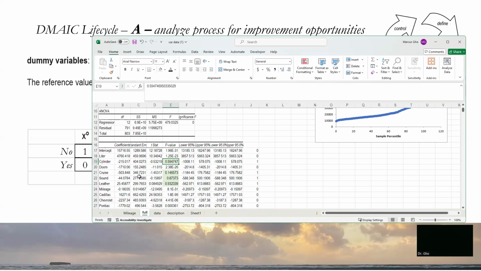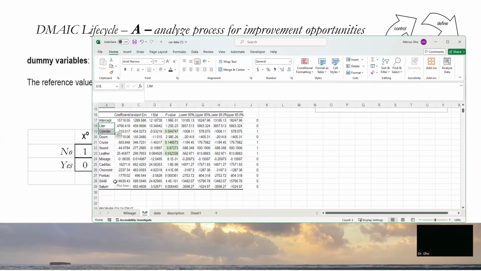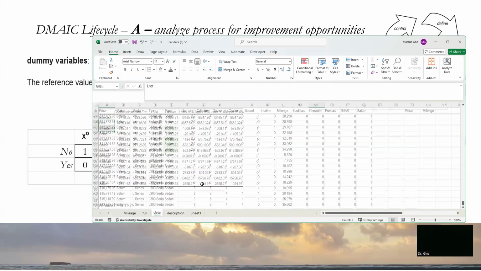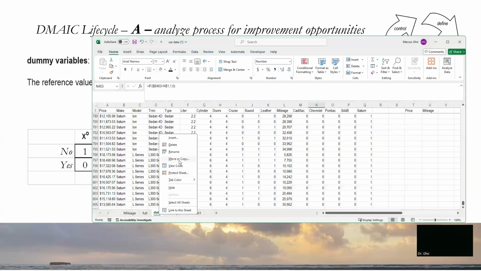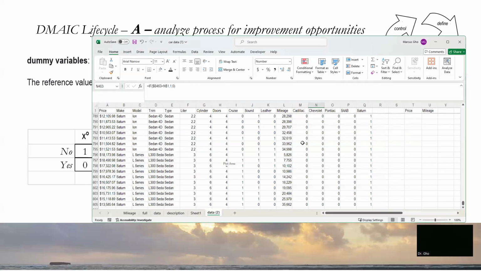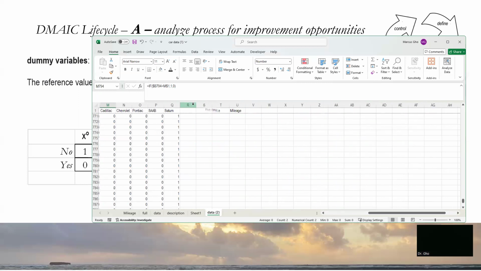Get one representative variable. So the number of liters or cylinders, I would get rid of cylinder or liter, one or the other, one that would make more sense. Let's do that. Copy. Okay, so I'm just going to make a model over here with the variables that I want.